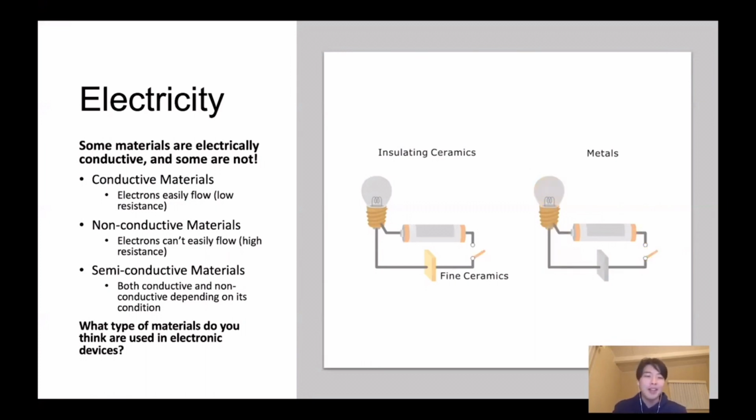All right, now think about this. What type of materials do you think are used in electronic devices? Well, it's actually all of them, depending on the case. If you want to make sure that electrons are always flowing, you want to use conductive material. And if you want to make sure that some parts of the device don't let electrons flow, for example, like the cover, you want to make it with non-conductive materials. And lastly, if you want to control how much and when electrons flow, you might want to use semiconductive materials, okay? So choosing materials is very important.